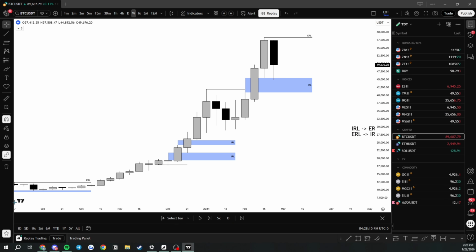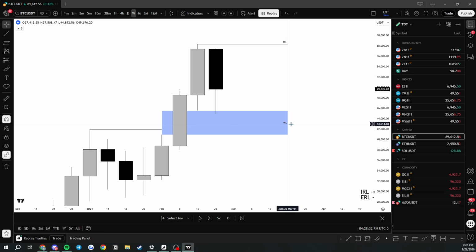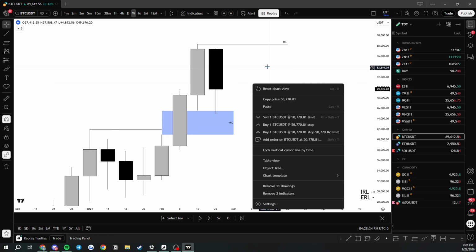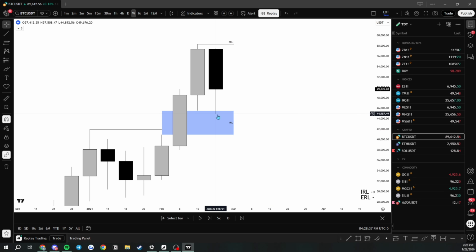And so what we can see here is that we have a high time frame IRL tagged, right? So we tapped it here, and we have a high time frame ERL. So when I annotate, I like to annotate like this so that I remember my bias. So let me ask you guys something. At this point in the chart, are you guys bullish or are you bearish? You guys don't even have to type it. You could literally just think to yourself.